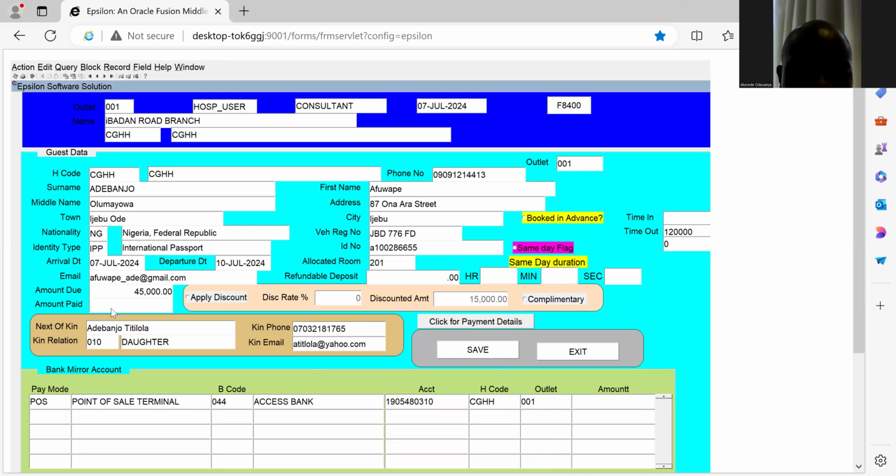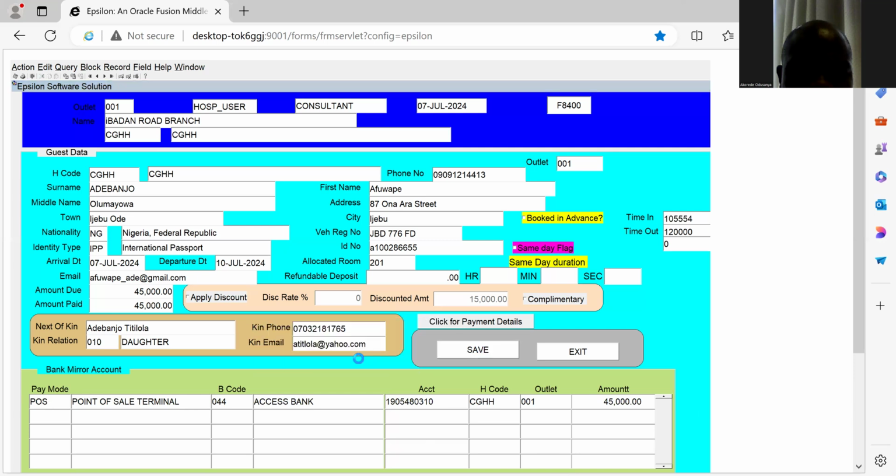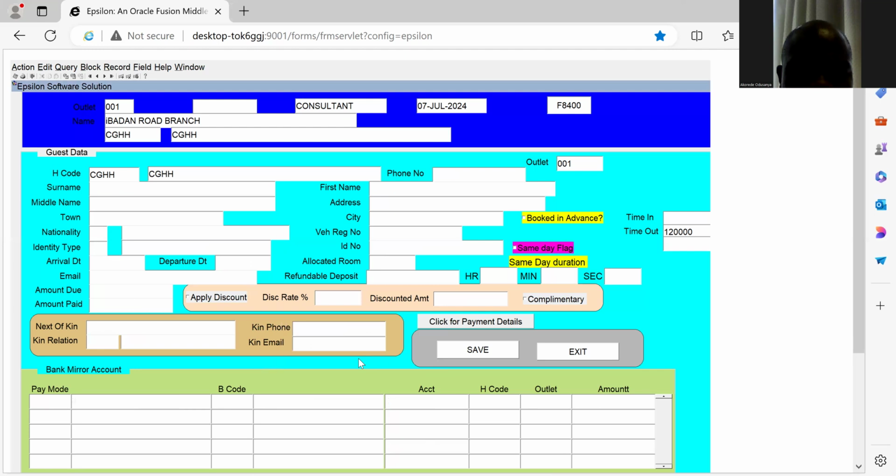Now, the amount for those 3 nights is 45,000. You can pay any amount. System will reconcile only when checking out. Let's actually pay the exact amount. And then we'll say record. Log mobile successfully, and then the application successfully has been able to check in the customer for you.